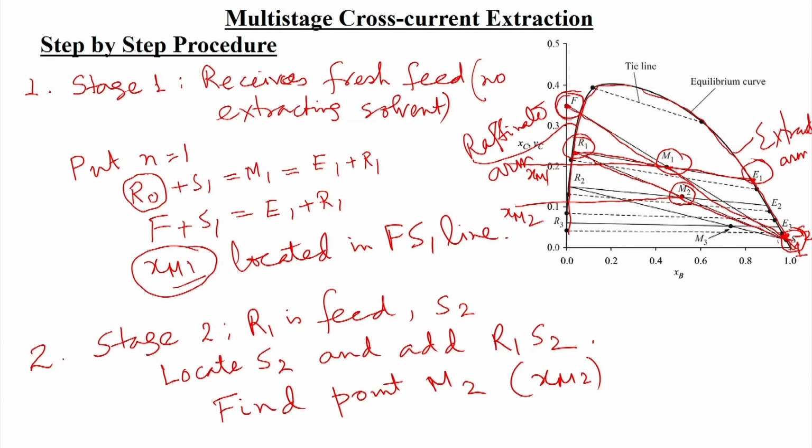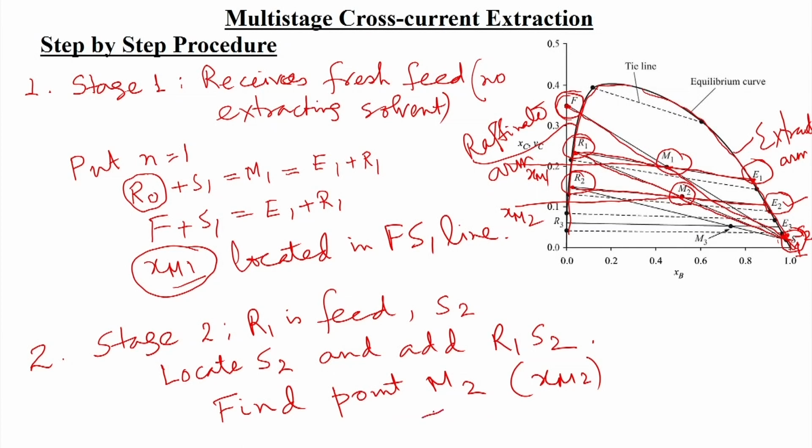Okay. So, XM2 also, here for the second stage, again we are allowing this system to be separated into extract and raffinate. Here also, we are allowing it to achieve equilibrium, then according to the tie line this mixture will be separated into two parts, E2 and R2. So, in the raffinate arm we have R2 and in the extract arm we are getting E2.